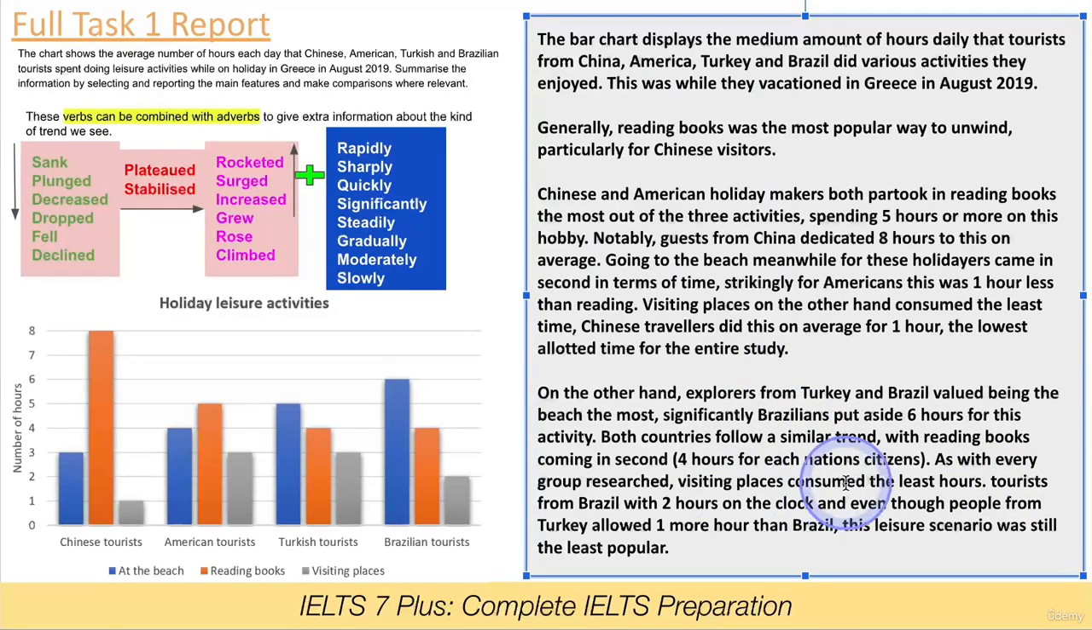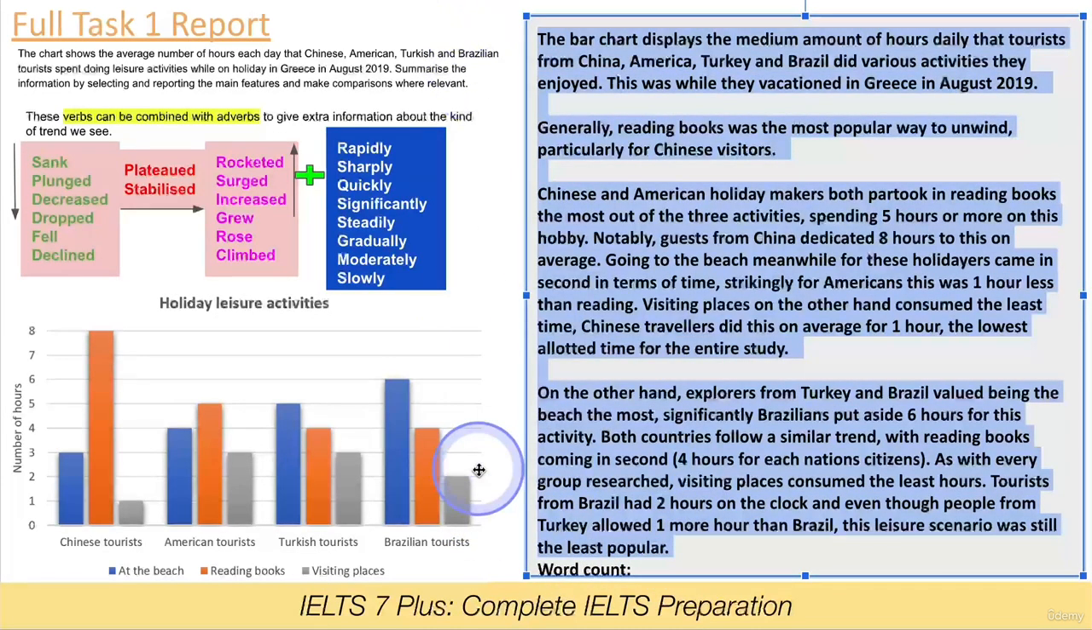Visiting places consumed the least hours. Let's do a nice full stop there. Tourists from Brazil had 2 hours on the clock, and even though people from Turkey allowed 1 more hour than Brazil, this leisure scenario was still the least popular. Okay, I think that's good.